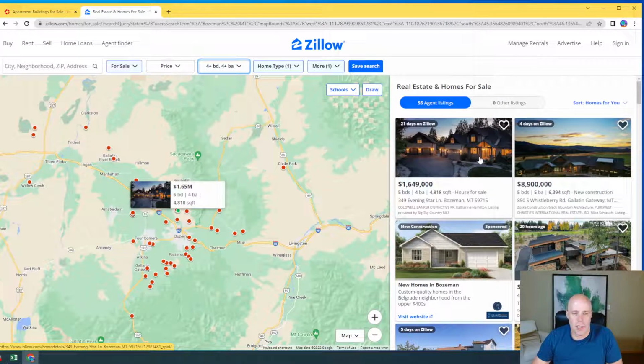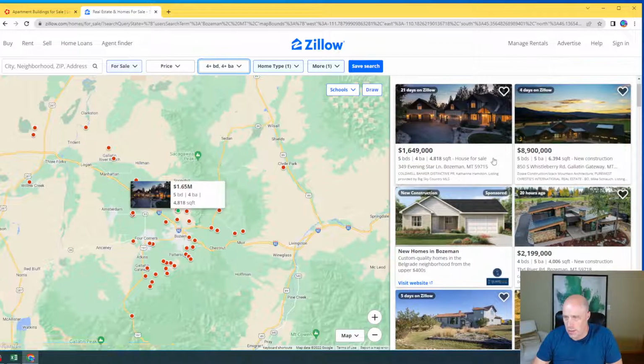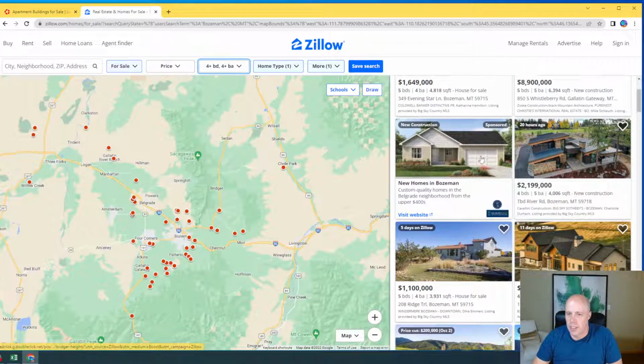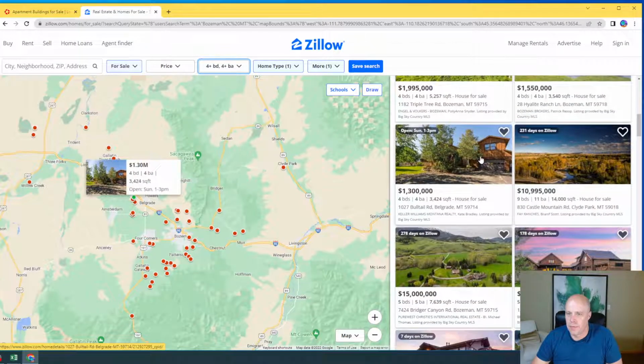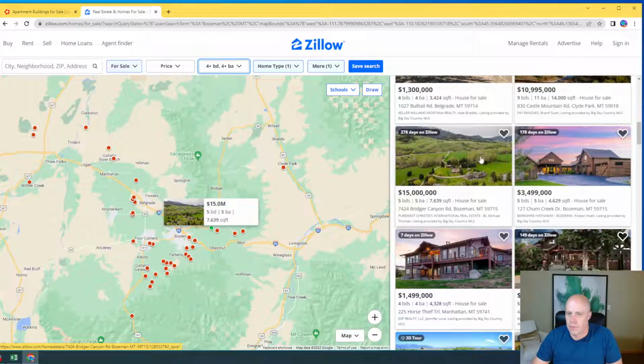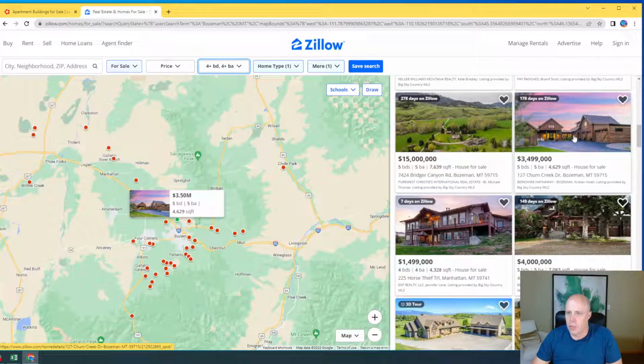Let's see, this one's right there. All of these are really close to some really nice ski resorts. Looks like this one's on a golf course. Let's just go ahead and take a look at this one. This one looks nice. Now let's scroll through some of these. I like this one. Let's go with this one.